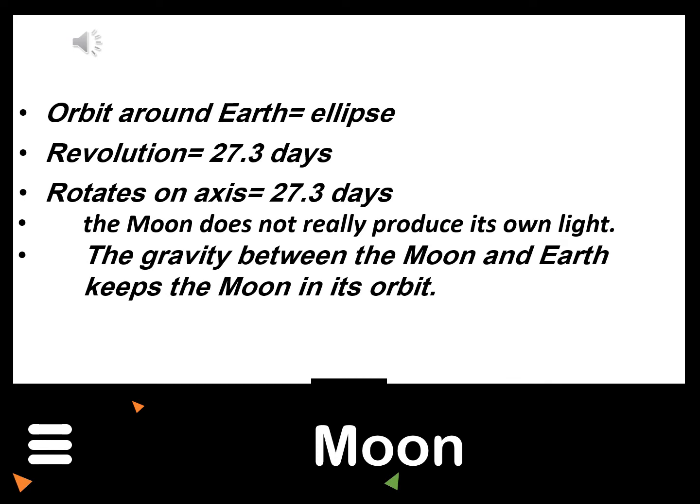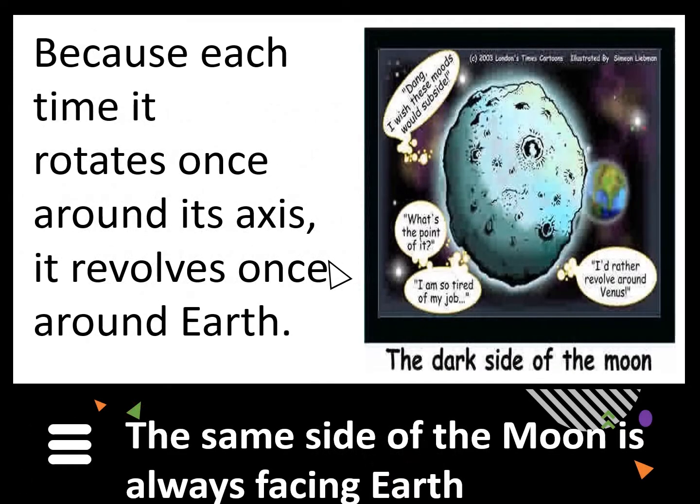And the gravity between the moon and earth keeps the moon in its orbit. And we must know that the same side of the moon is always facing the earth. That happens because each time it rotates once around its axis, it revolves once around the earth. That means the revolution time equals the rotation time.